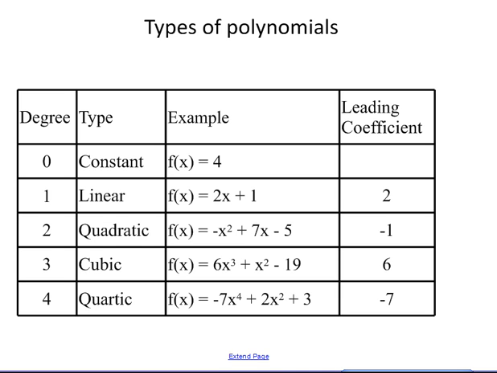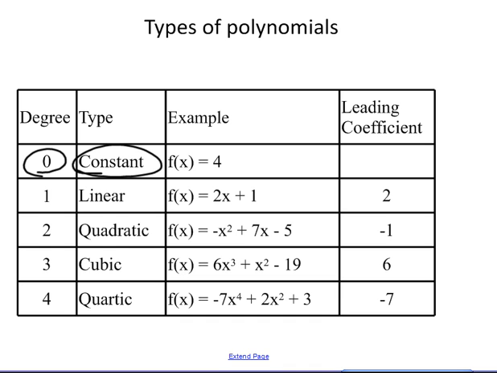Before we get started, we're going to talk about types of polynomials. This is a little bit of a review. You should have seen this somewhere before, but just in case you don't remember. If I have a function like y equals 4 or f of x equals 4, remember y and f of x are the same thing. This is what we call a constant function. Has degree 0.